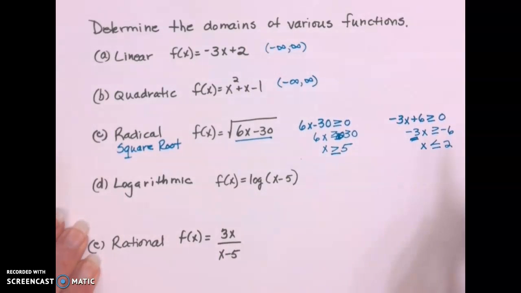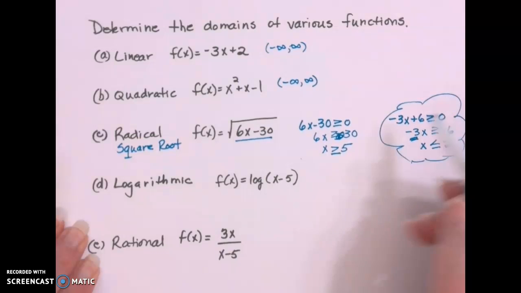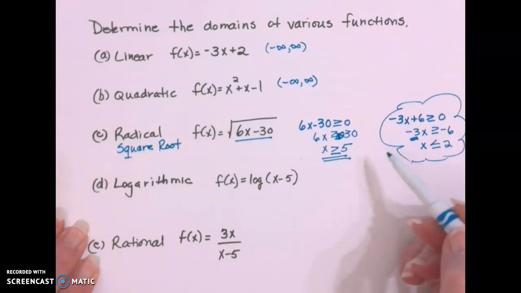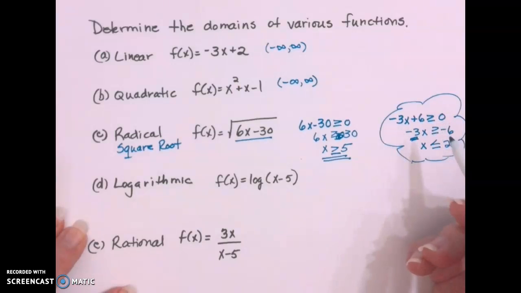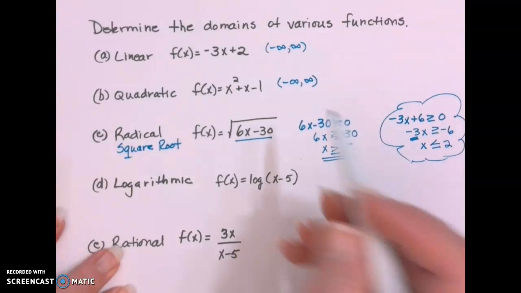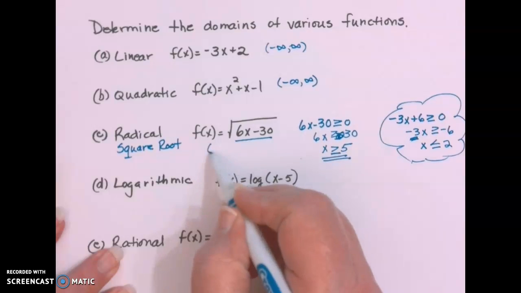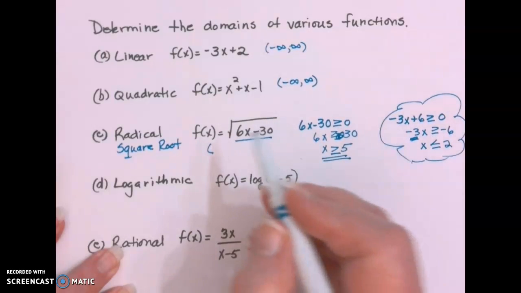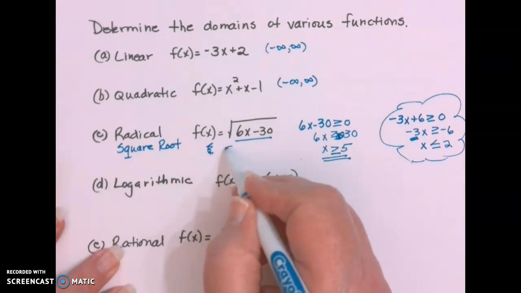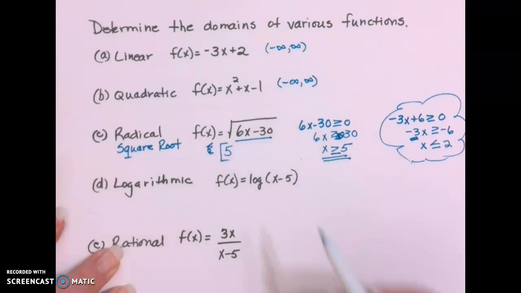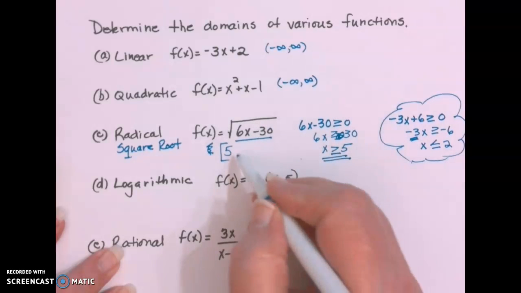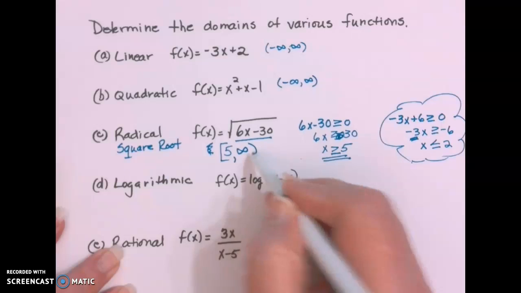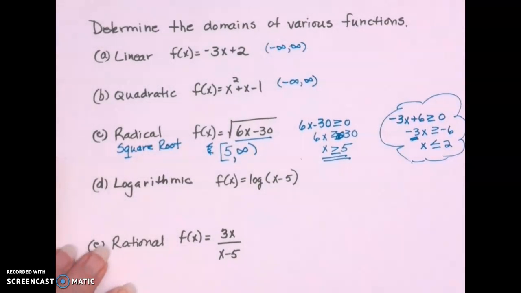So this is just an additional example here. What we have here is our domain, all x such that x is greater than or equal to 5. In interval notation, it's all x's that are greater than or equal to, so it's going to start with 5. That's where it begins. We'll have a square bracket there because it can equal 5. That would give us 0. Square root of 0 is 0. Then it goes on to positive infinity.